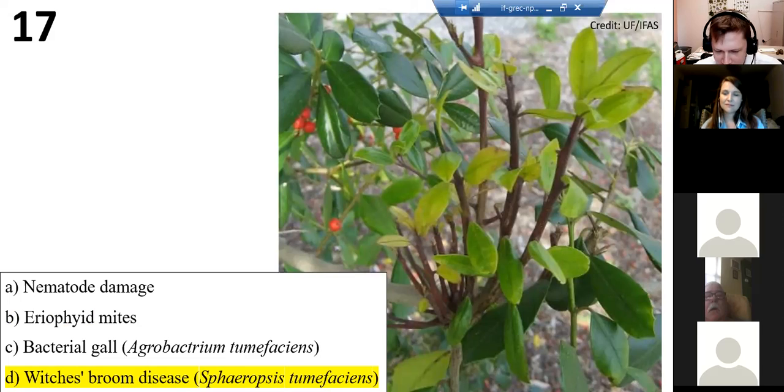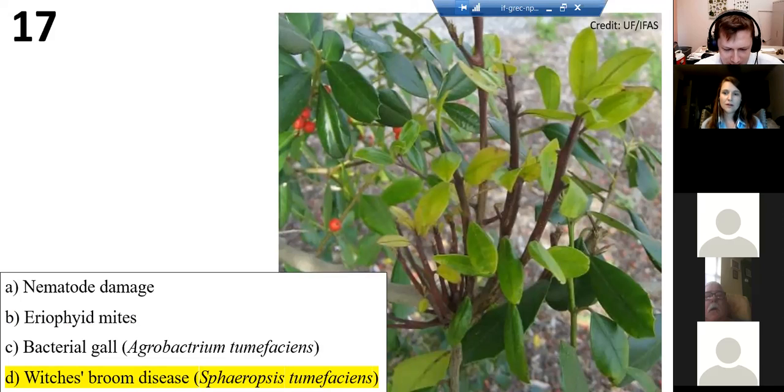Nematode damage, like I mentioned, tends to look more uniform, like water stress a lot of the time. It's not just concentrated in the ends of the branches. Erythroid mites look more like a pom-pom, like we've shown you now, with very tiny leaves. As you can see here, the leaves are fully formed. There's nothing around the buds that seems like an abnormal or tumorous growth or anything like that.